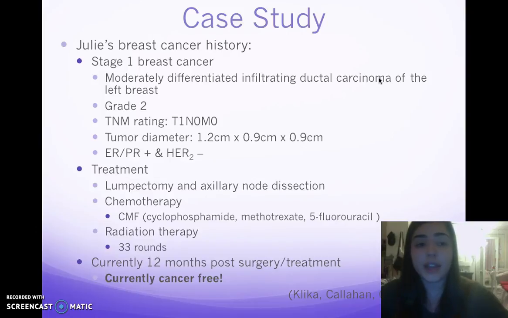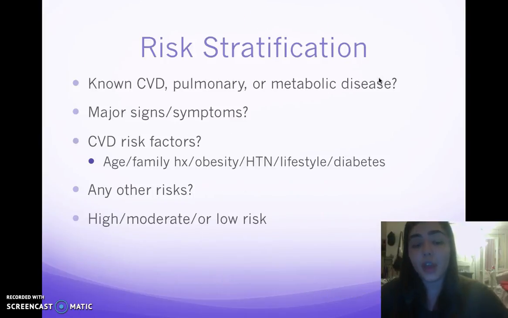It wasn't very serious. It was something small. She found it early. She sought out treatment, got chemotherapy and 33 rounds of radiation therapy, and she is currently 12 months post-surgery treatment and is currently cancer-free. So I would put her at a low risk. She does not have any cardiovascular risks, pulmonary risk, metabolic disease, no signs or symptoms, no cardiovascular risk factors. I would put her at low risk.